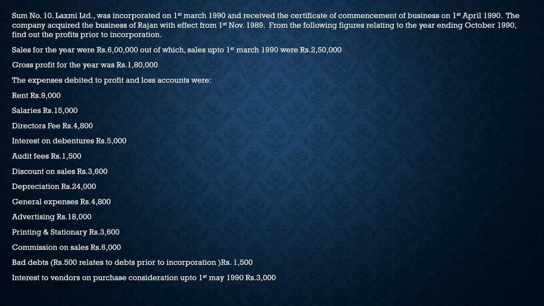Okay. The gross profit is given as 180. Rent, you know what ratio you divide. Salary, you know what ratio you should divide. Director fee, you know what to do with the director fee. It should be written in the post incorporation period. Nothing to do with the time or sales ratio. Okay.